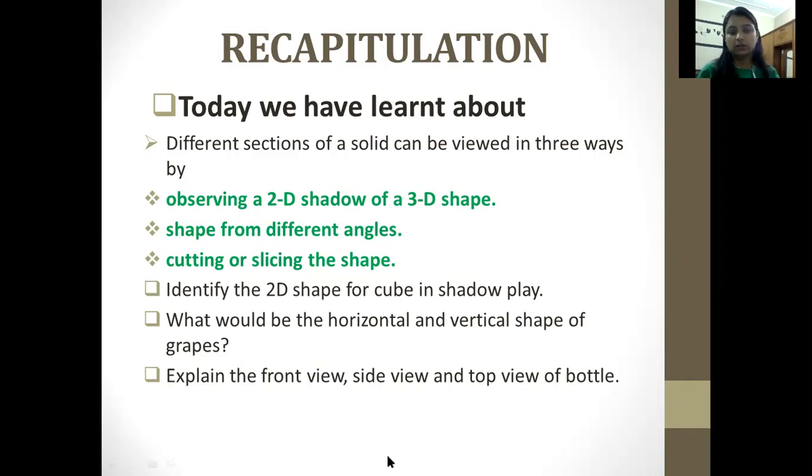Now what would be the horizontal or vertical shape of grapes? Yes. Definitely, grapes are also in a cylindrical shape. I have given you the example of a cucumber, so it is a similar example. If we are cutting from in between or slicing it, we would be observing a circular shape, isn't it? Like in the case of this also, we observe this circular shape. Similarly, you would be obtaining 3 dimensions to 2 by cutting it horizontally or vertically.